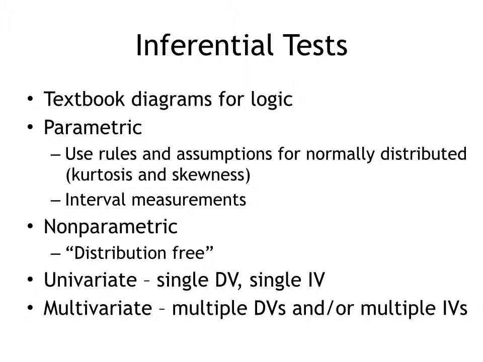First of all, as you do read research, you will find that the researchers are either doing parametric or non-parametric analyses. Parametric are the most common, and they use the rules and assumptions for all the normally distributed data. So they're using a bell curve, if you want to call it that, this normal distribution, and they're looking at the probability of this distribution that they find. And they use interval measurements.